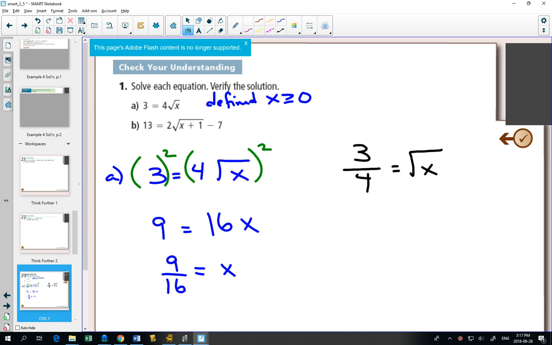And now, if I squared both sides, well, squaring a fraction would be 3 over 4 times 3 over 4. That would give me 9 over 16, and the square root of x squared will just be x. That will work as well.